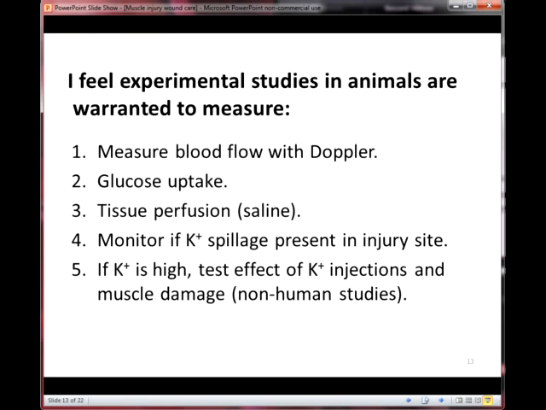But I feel some experimental studies in animals are warranted to really follow through with this. It would be interesting to see what measuring blood flow with Doppler techniques, for example, in healthy tissue, and then giving the ultrasound and seeing how that works. Maybe even look at glucose uptake metabolism in healthy tissue with and without the ultrasound, and see if that makes a difference. Something I would think would be quite interesting is seeing if tissue perfusion with saline helps.